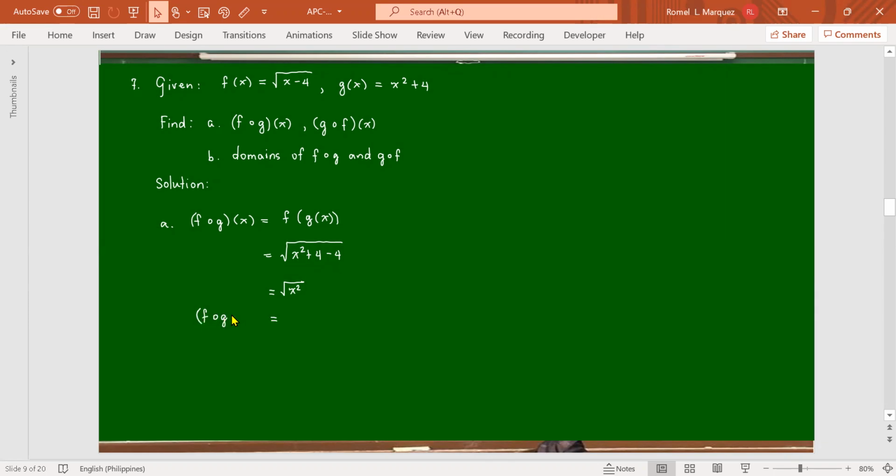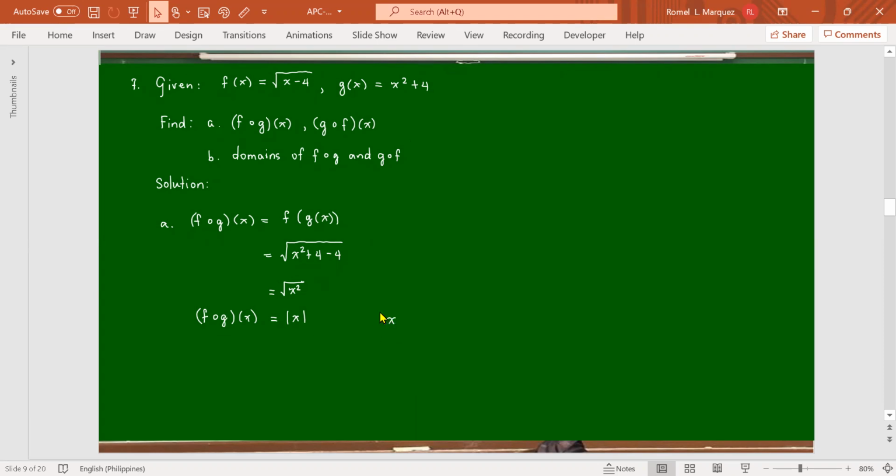It's not x. It's absolute value of x. Because this square root of x squared is always positive. So if you just write x, what if x is negative? So it's not the same with this. If my x, let's say, is negative 4, I input here negative 4. So what is the square of negative 4? 16 plus 4, 20. Or 20 minus 4, because that is now the input here. So 20 minus 4 is 16. Square root is what? 4.